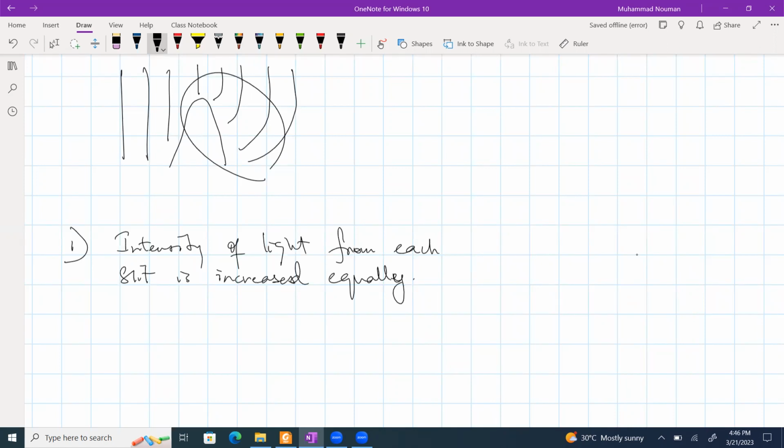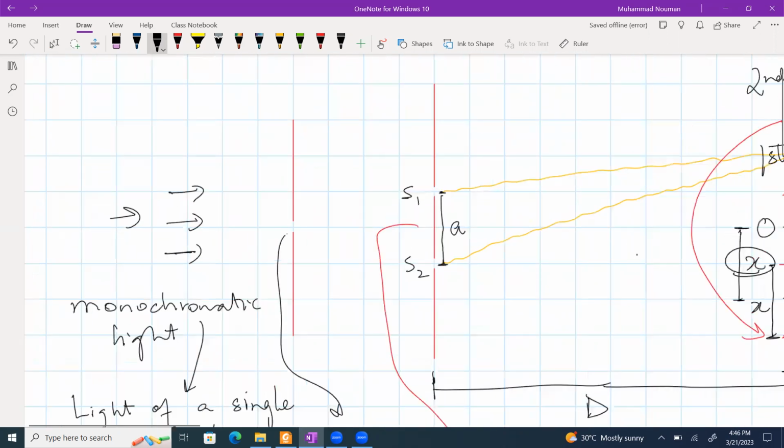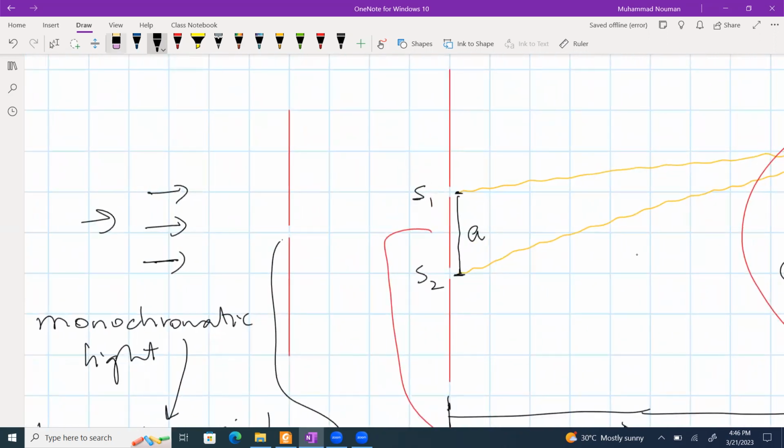They can tell you that the two slits' width is increased equally. Like, for example, what we do, we actually increase the width like this and like this. But the width is increased such that the center remains same. So the distance A is not changed. I hope you understand it, right? Because A is the distance between the two centers. The centers remain same and we increase the width of the slits.